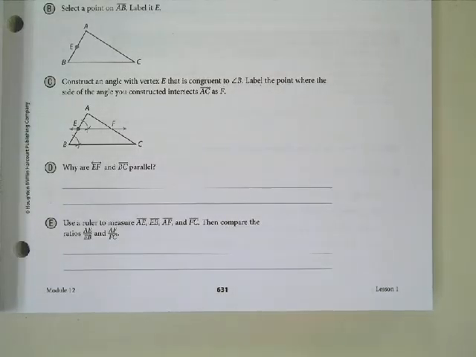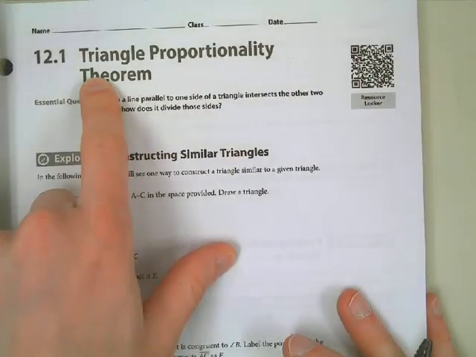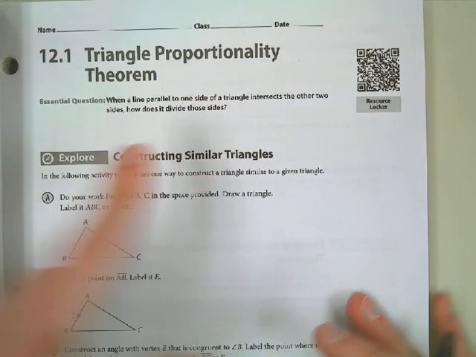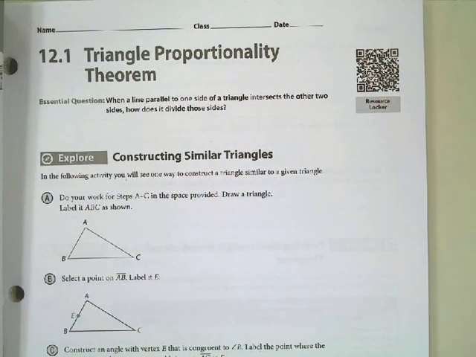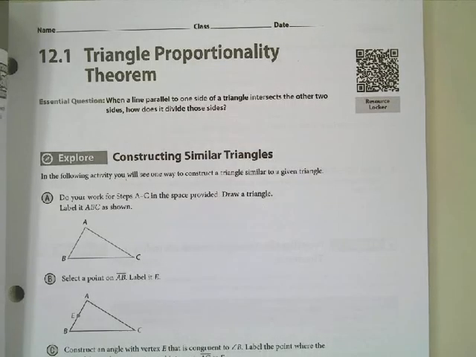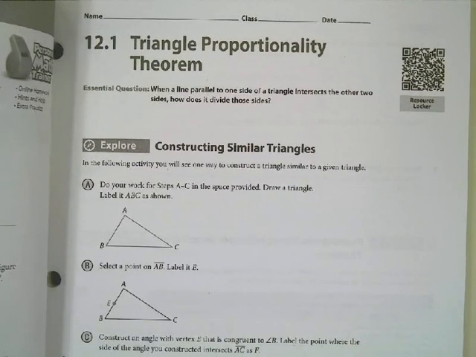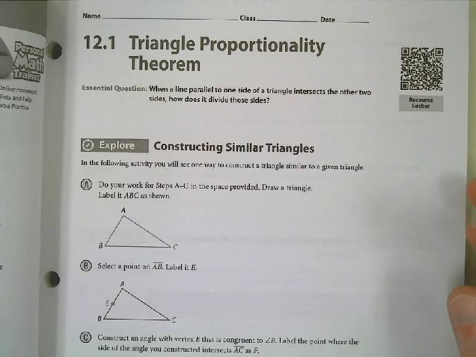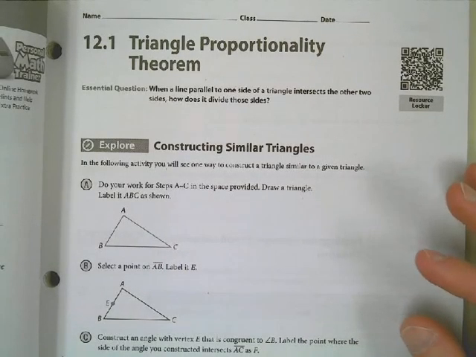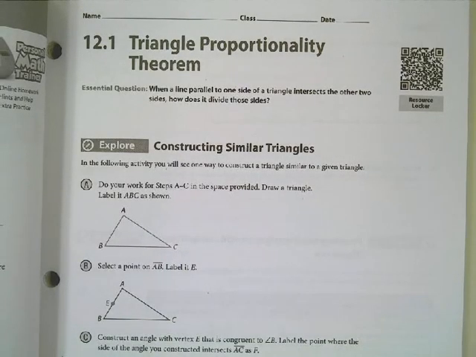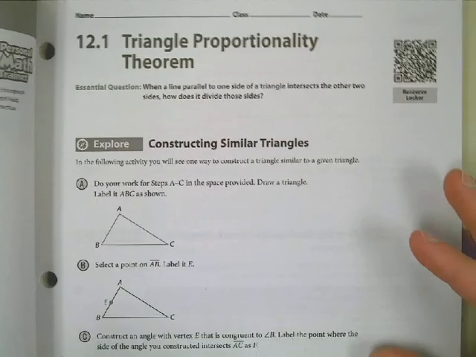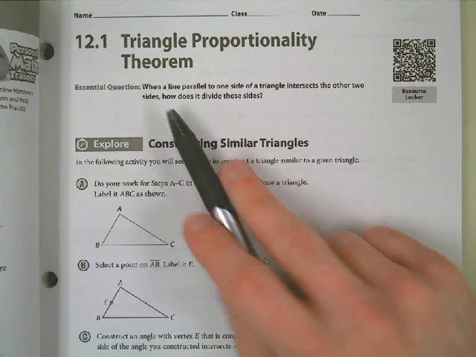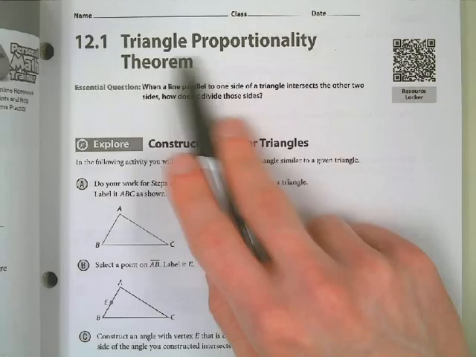So here we go. What we're going to be looking at today is something called the triangle proportionality theorem. So again, we're on page 631. This is a different set of ratios that we're going to be setting up here, and we want to be very careful when I teach this because it's kind of a different method. You'll see when we get to it.